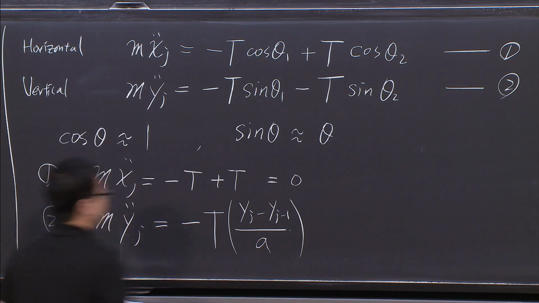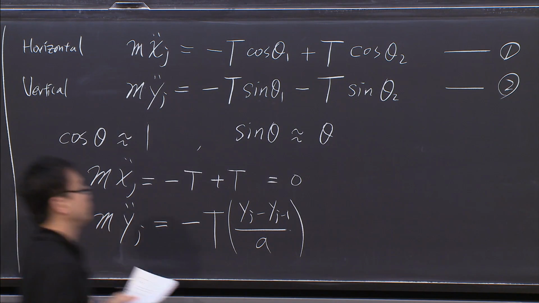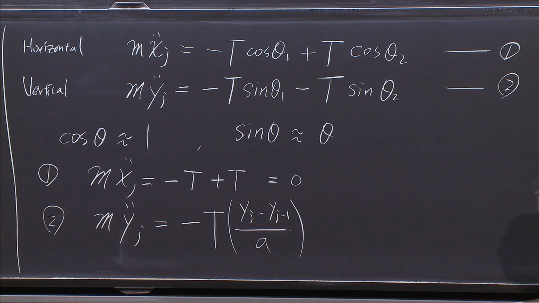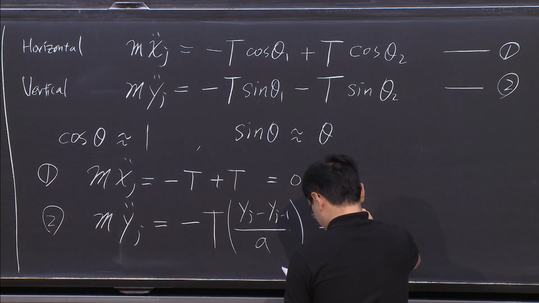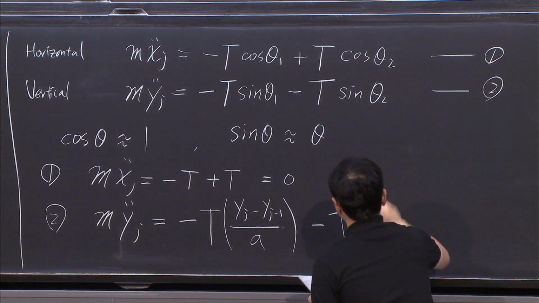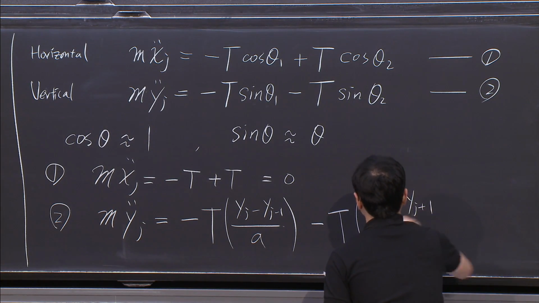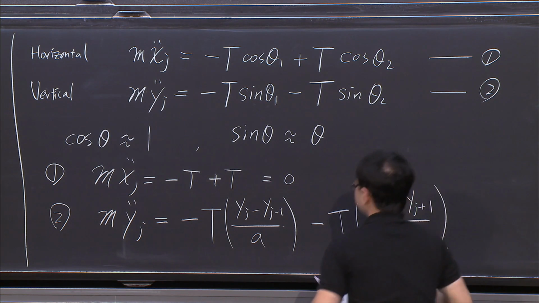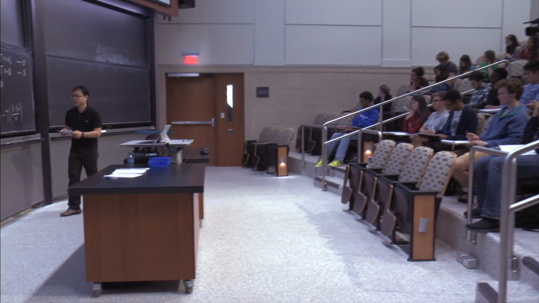Okay? And of course, you can do the same thing for sine theta 2, which is roughly theta 2. Then basically what I'm going to get is minus T over a times yj minus yj plus 1. Okay? Any questions? Okay, I hope everybody is following it.